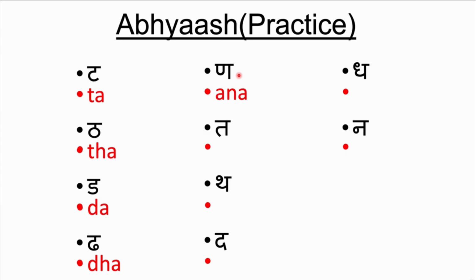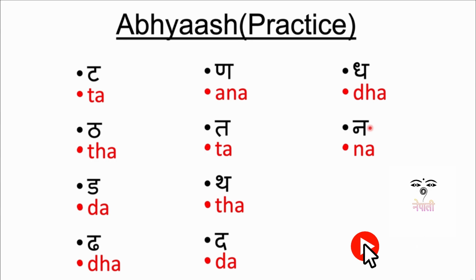Yes, it's ana. You probably know this. Ta, dental sound. Tha. Yes, it's da. How about this one, student? Dha. And the final one of the fourth line. Hazur, it's na. I hope your attempt to read this consonant was correct. If it was not, please go back to the slide and try to practice again on your own without looking.